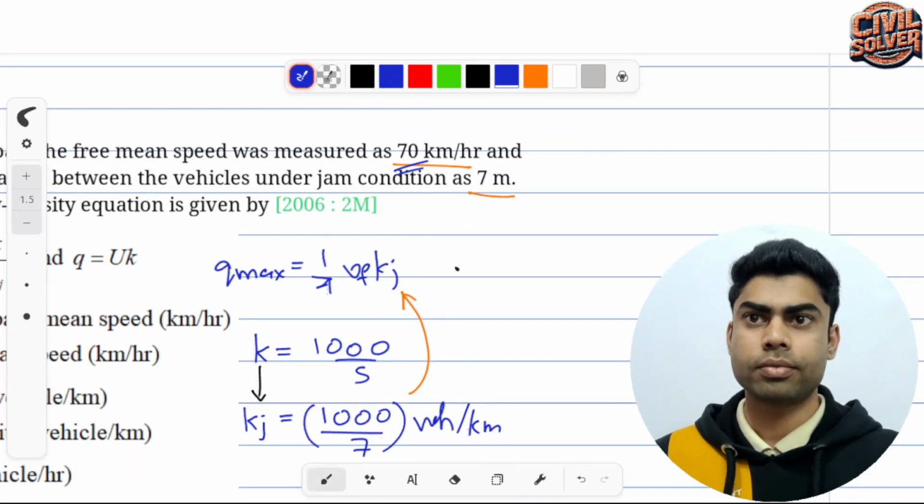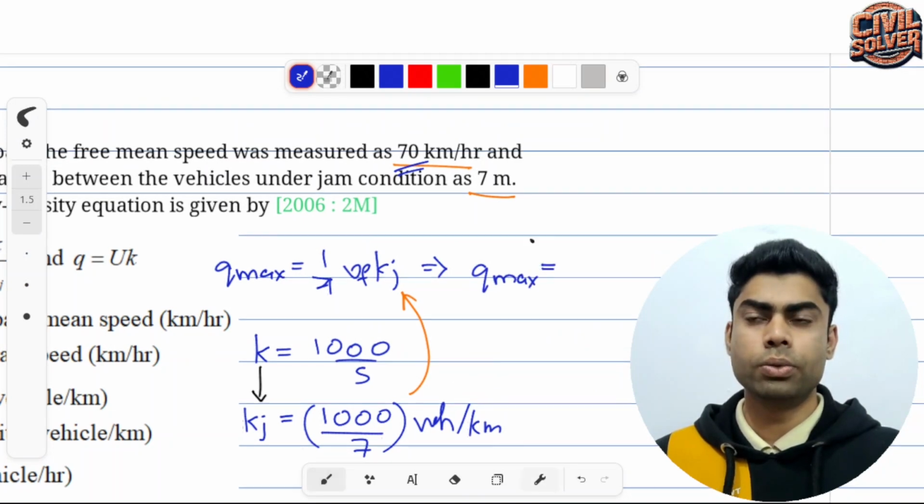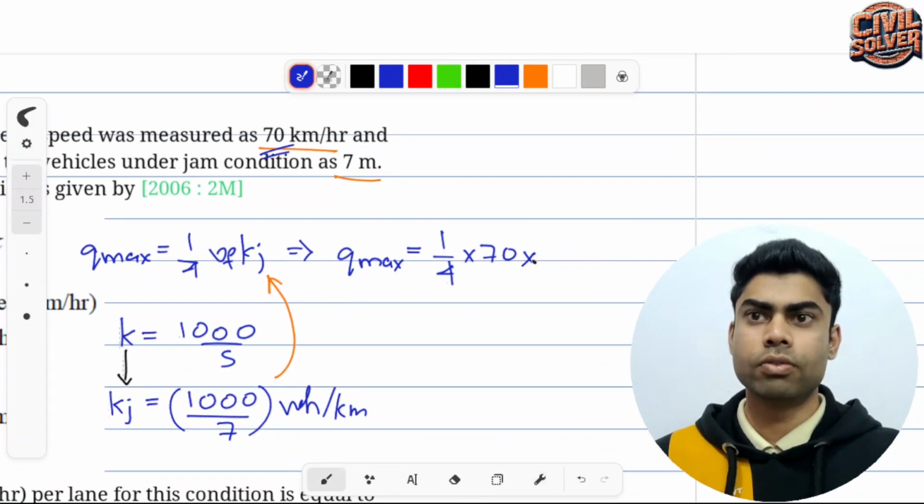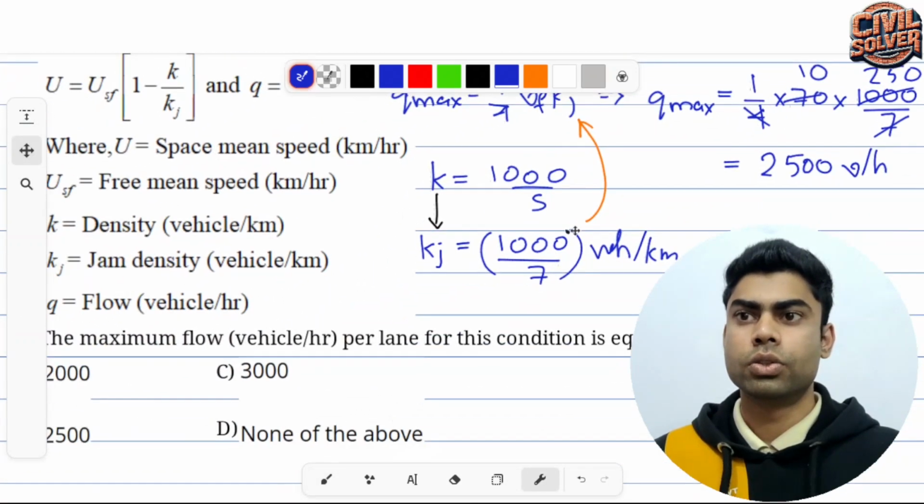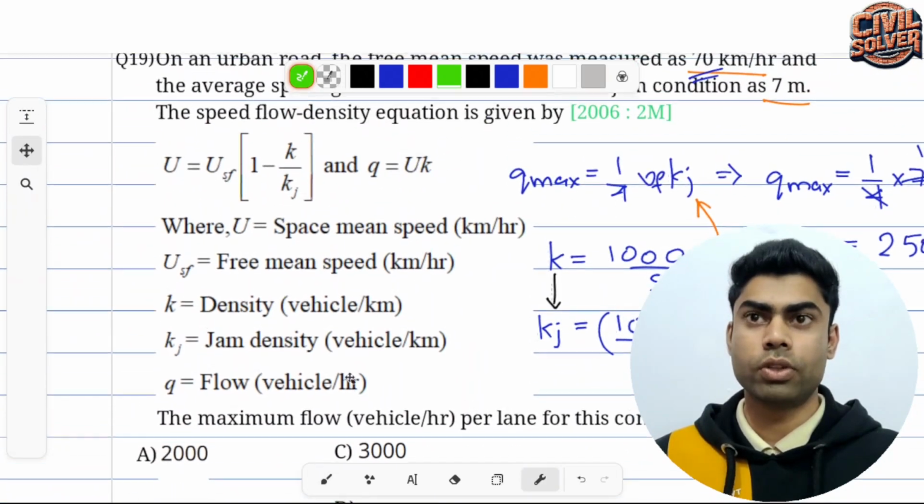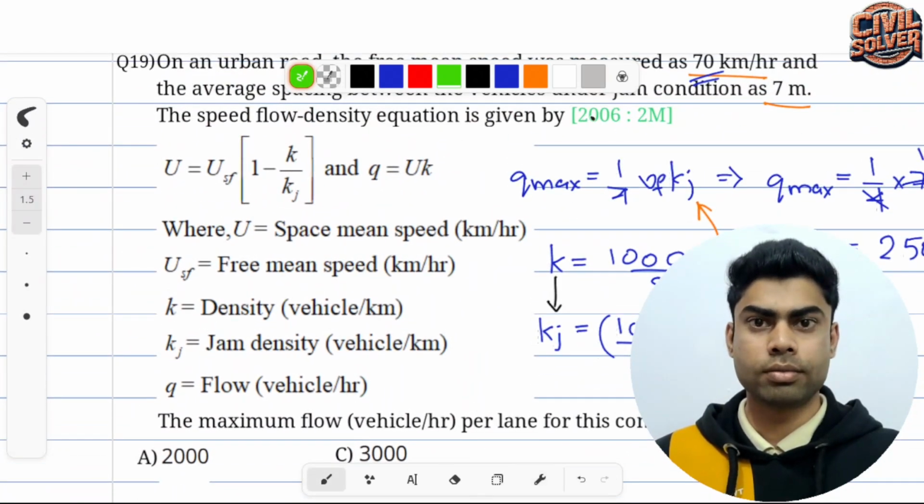We will get Q max is equal to 1/4 times VF is 70 and kj is 1000 upon 7. This is 10, this is 250. So Q max will be 2500 vehicle per hour. So the correct option is option B. This question was asked in 2006, 2 marks.